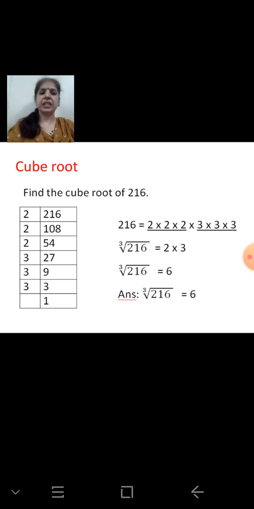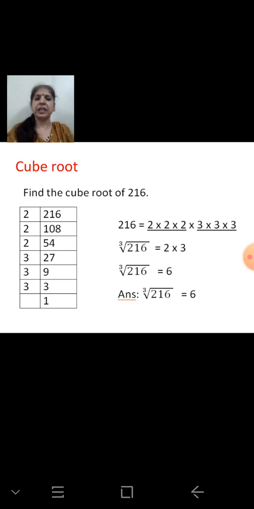After finding the factors, write the factors. 216 is equal to 2 into 2 into 2 into 3 into 3 into 3. All the factors. And one thing we have to remember is that each factor appears thrice, 3 times. And in case you are not getting 3 times, check your calculation again. So underline a group of 3, that is 2 into 2 into 2, underline. 3 into 3 into 3, underline.